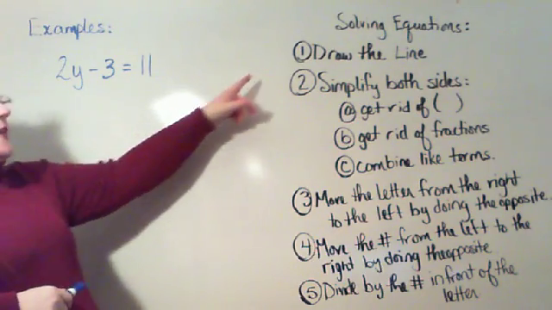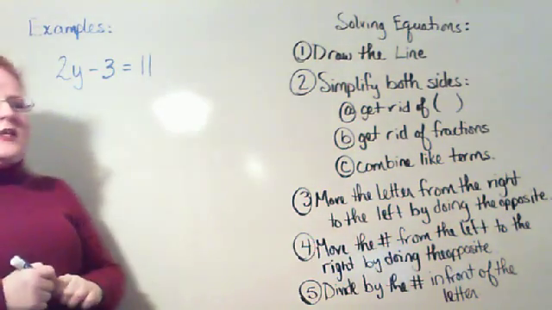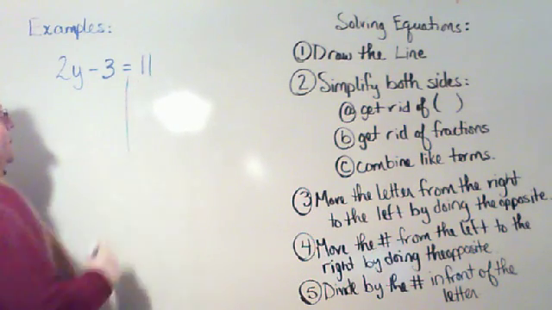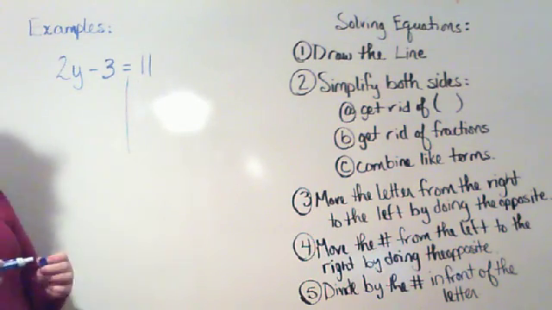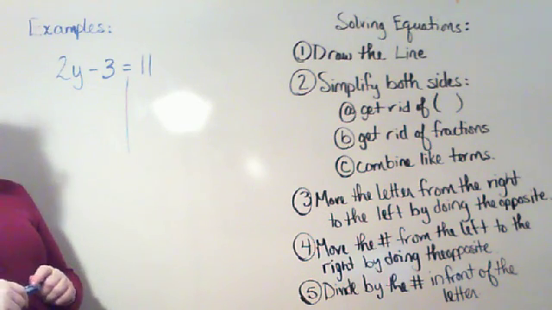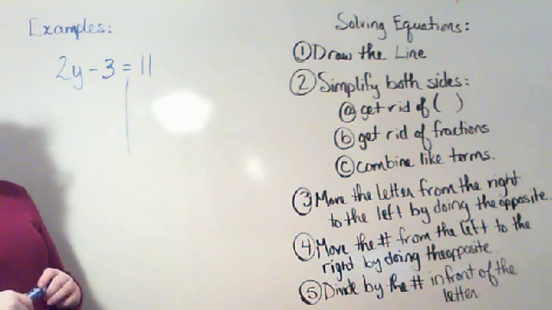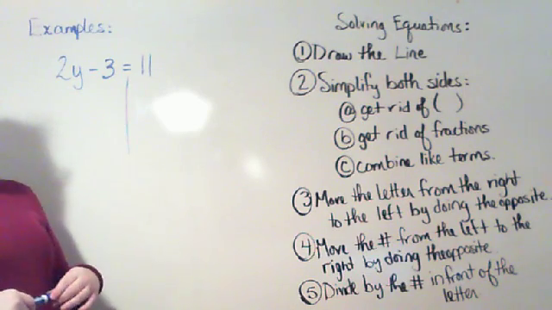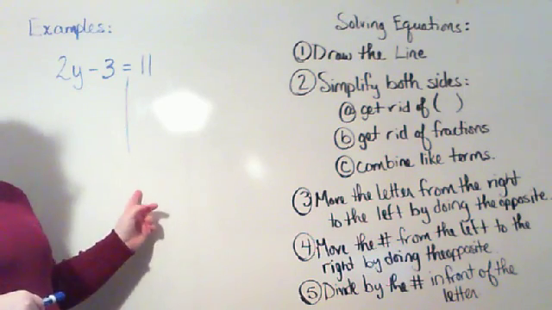So, the first step says to draw the line. What that means is you need to draw a line underneath the equal sign. Now, one of the questions that I get often is, how long does this line need to be? And the other question I get all the time is, do I really have to draw the line? Yes, you really have to draw the line. This line keeps you from making mistakes when we do get to positive and negative numbers. It's a very important line.